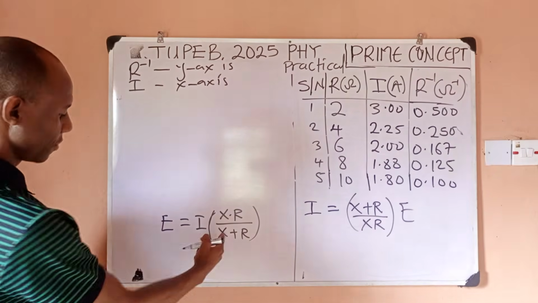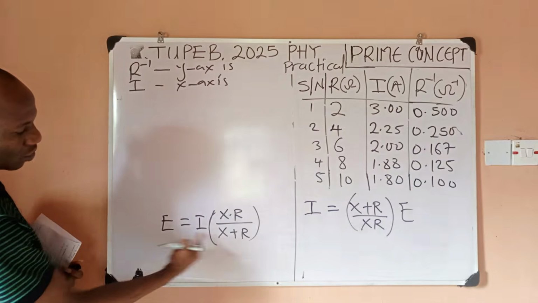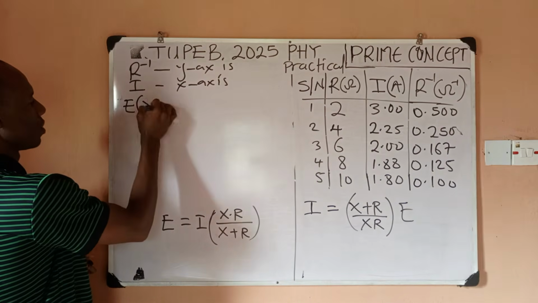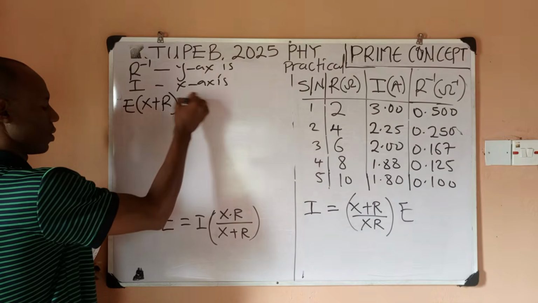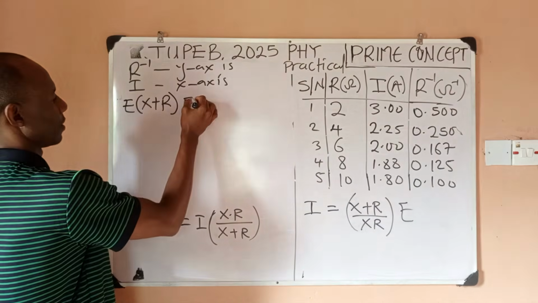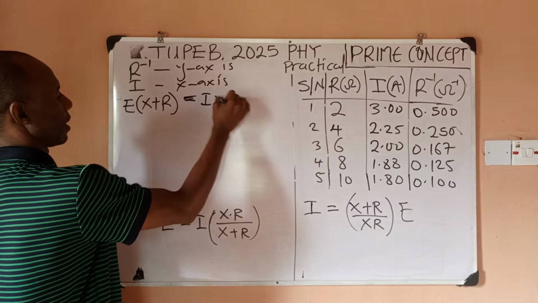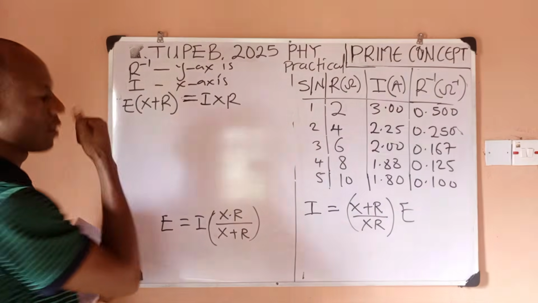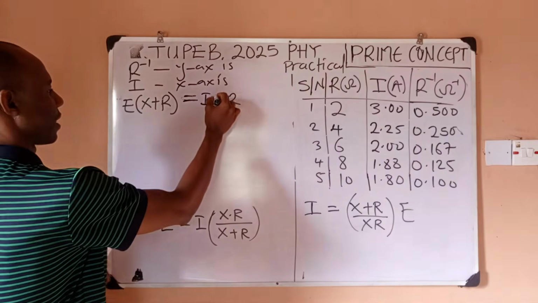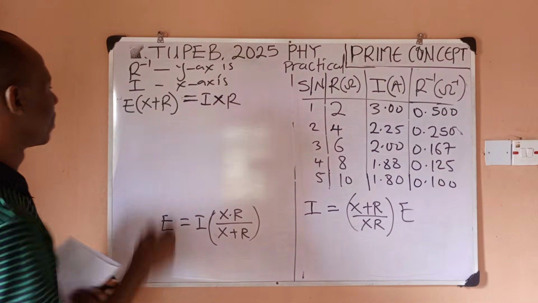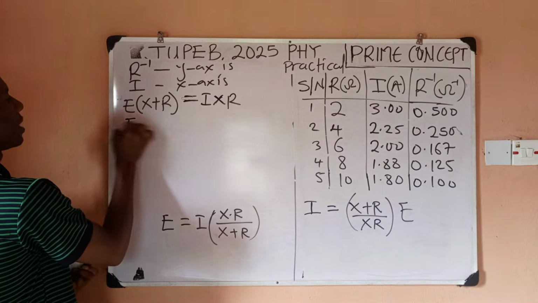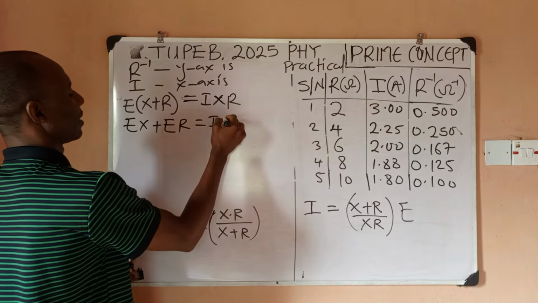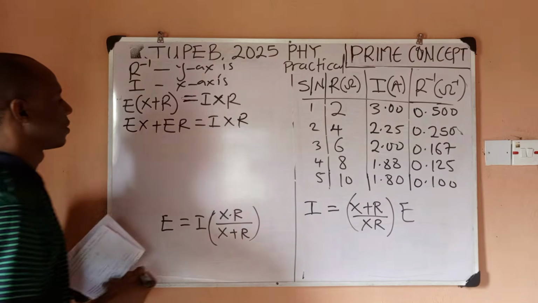From this particular equation, I'm going to cross multiply. So I'm going to have E into x plus r to give me I x r. So this is what I have. Remember, my aim is to make 1 over r the subject. This is x, this is not times, so I'm sure you're aware. So if you expand, this is going to be ex plus er equals I x r, right?